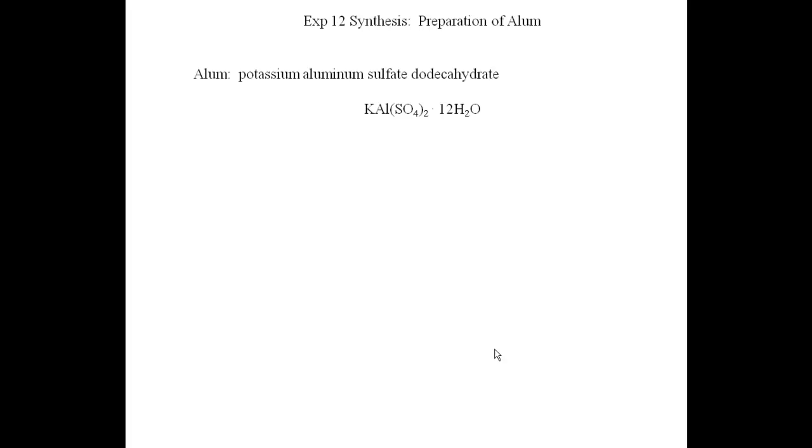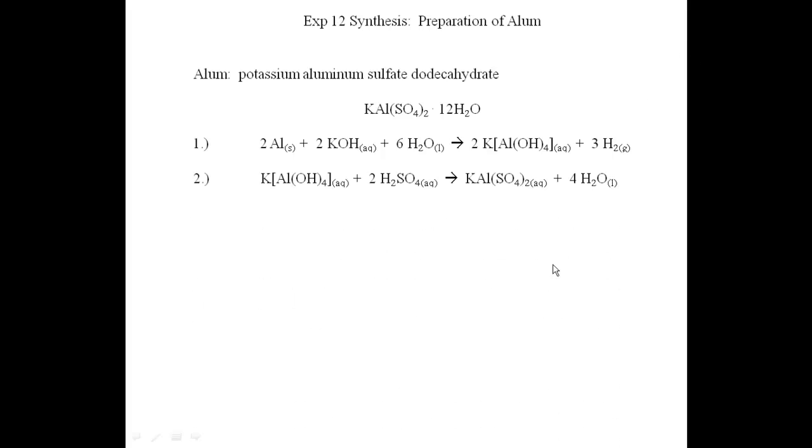It's a two-step synthesis with a third step being that you cool the sample. First step, you have aluminum and potassium hydroxide mixed to form a hydroxide complex. Then we take that hydroxyl complex and react that with sulfuric acid to form potassium aluminum sulfate. Once we have the potassium aluminum sulfate, we cool that, and then eventually it forms the potassium aluminum sulfate dodecahydrate, which is your alum, which is the product that we're looking for in this experiment.